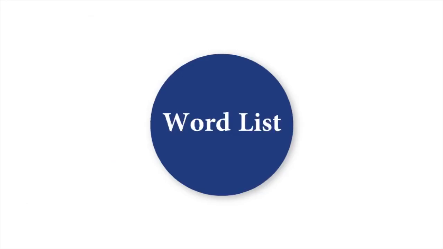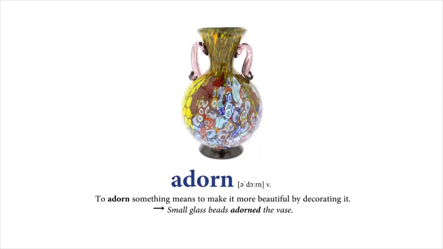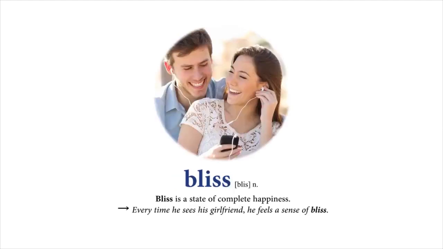Unit 12. Word list. Adorn. To adorn something means to make it more beautiful by decorating it. Small glass beads adorned the vase. Bliss. Bliss is a state of complete happiness. Every time he sees his girlfriend, he feels a sense of bliss.